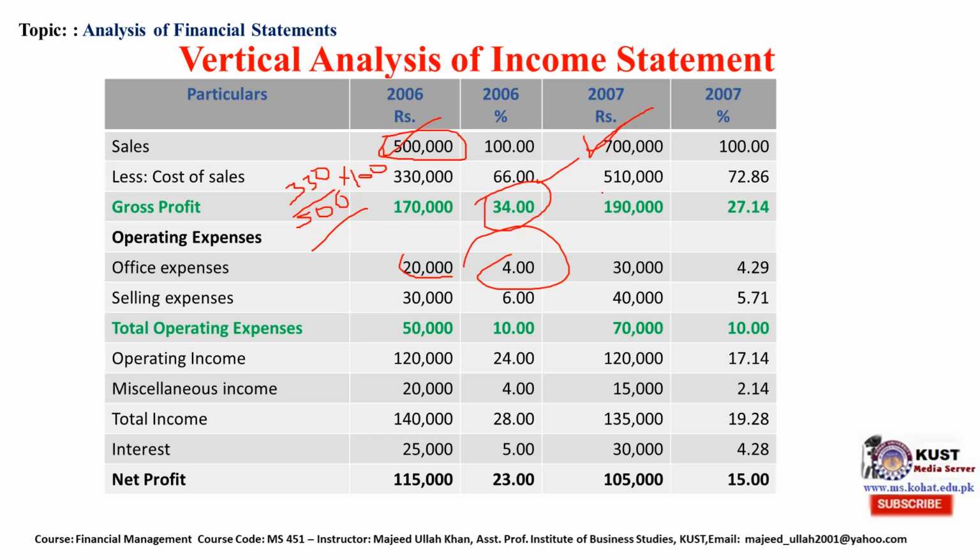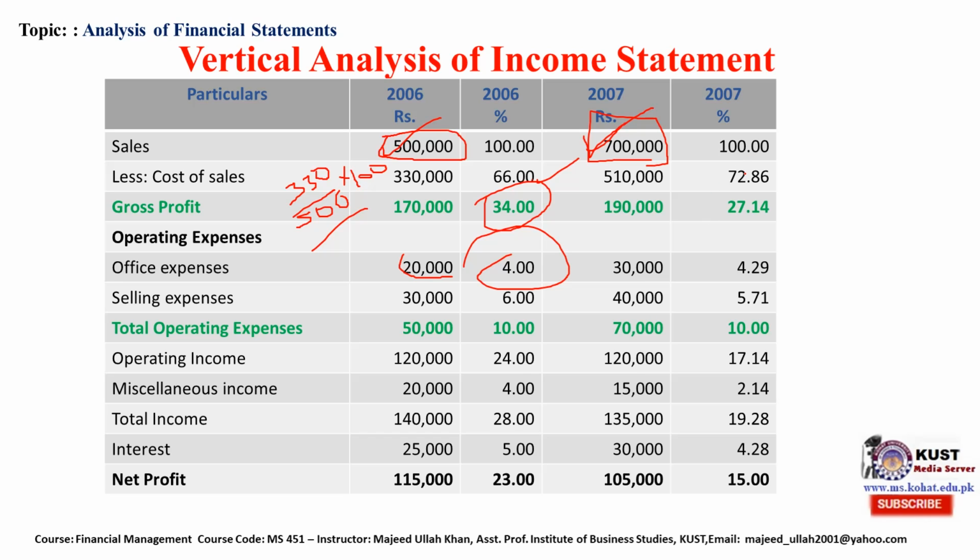So in this case we consider this the total for the income statement. It gets a value of 100%, and then we express each item as a percentage of this total. Gross profit is 66%, 34%, office expenses 4%, selling expenses 6%, total operating expenses 10%, operating income 24%, miscellaneous income 4%, total income 28%, interest is 5%, and now net profit is 23%.